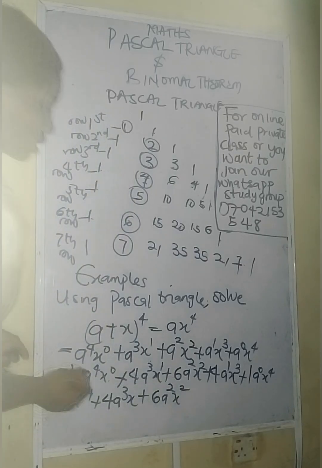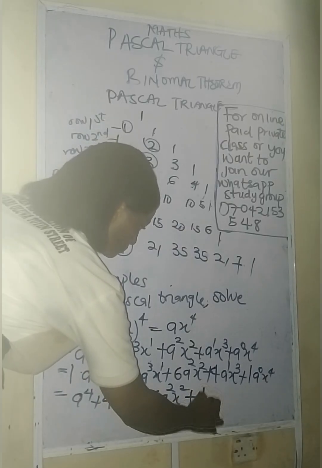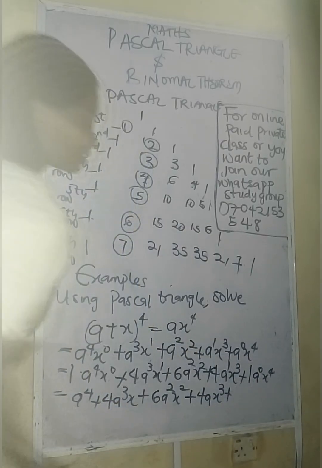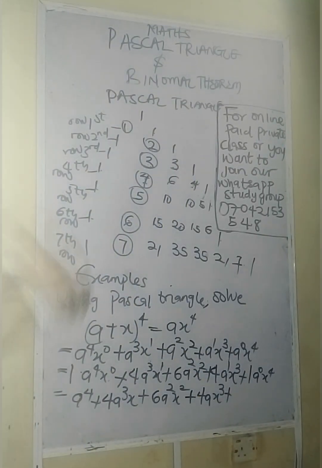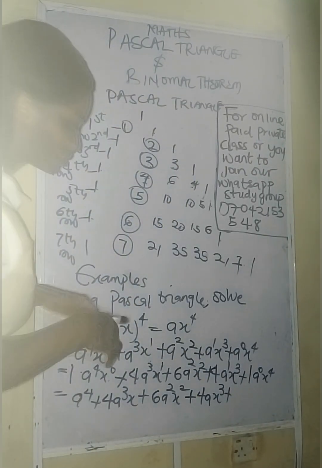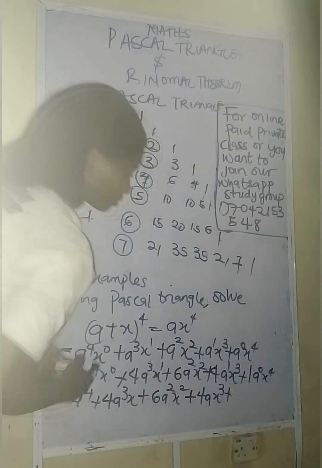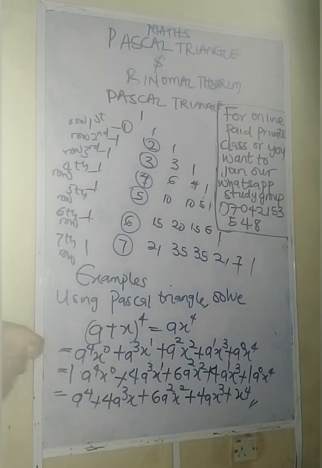Plus a raised to power 1 is still a, so that will be 4a x raised to power 3, plus a raised to power 0 is 1. So whether you write this one or not, it's still the same. You don't need to write it, it's not important. You can just neglect the 1. So a raised to power 0 is 1, so we are left with x raised to power 4. So this is simple. We just apply Pascal's triangle to solve this question. It's as simple as ABC.